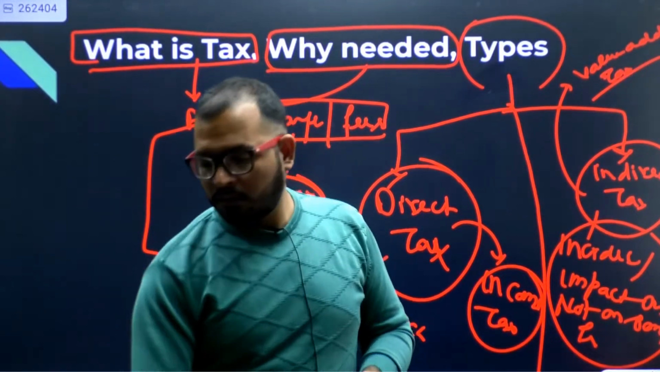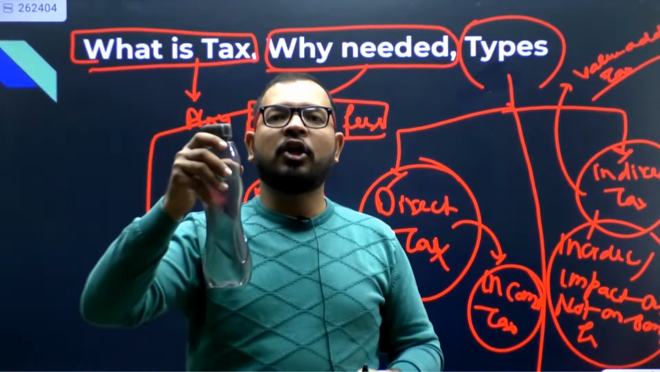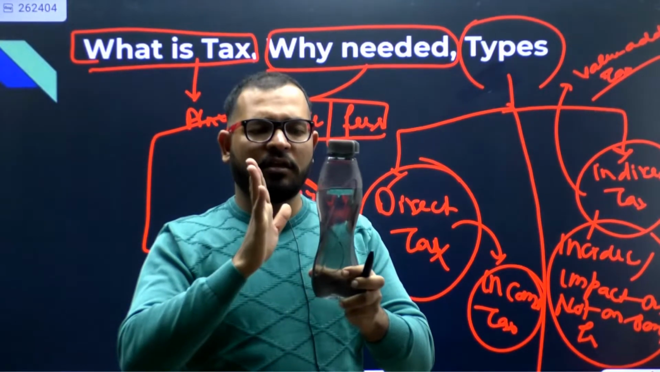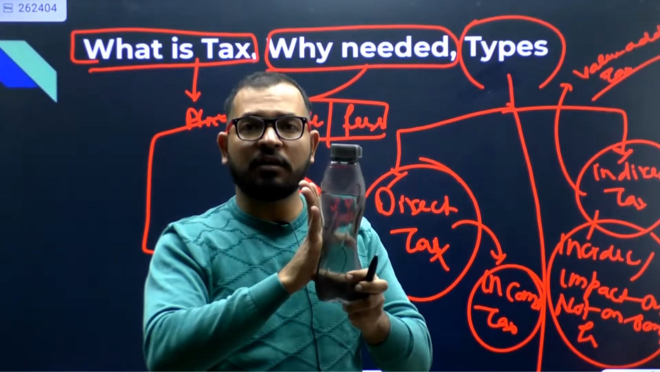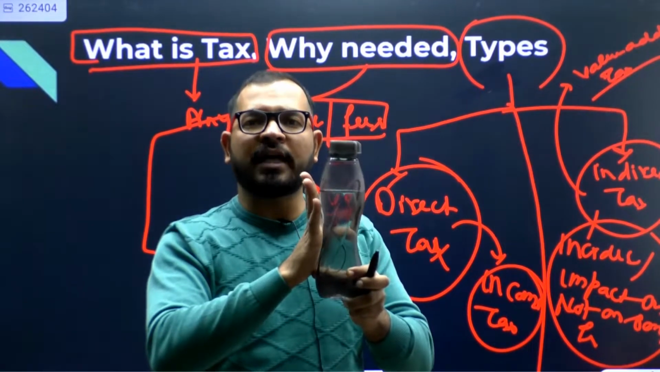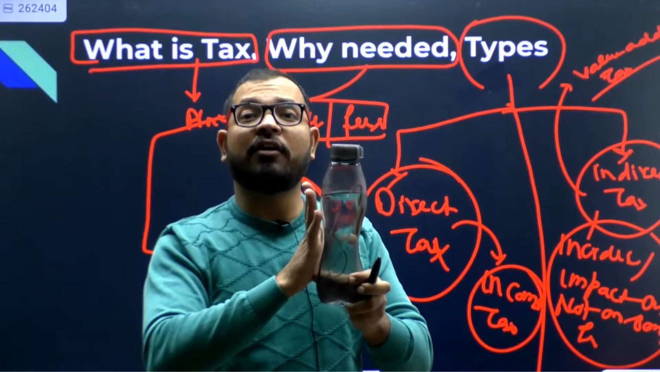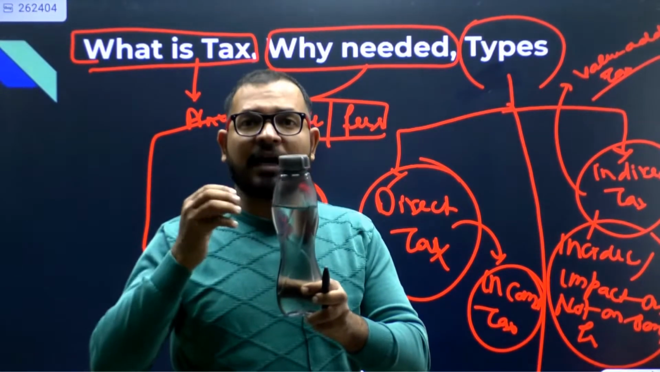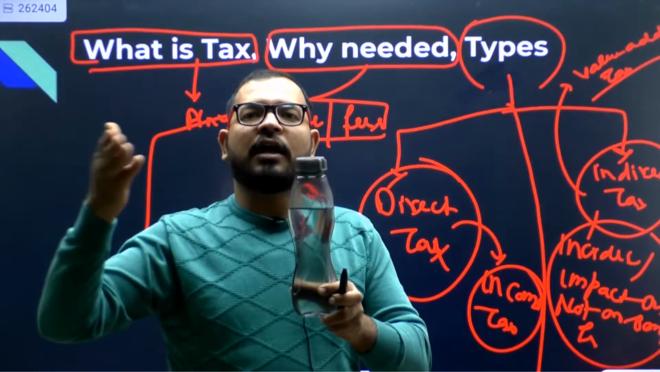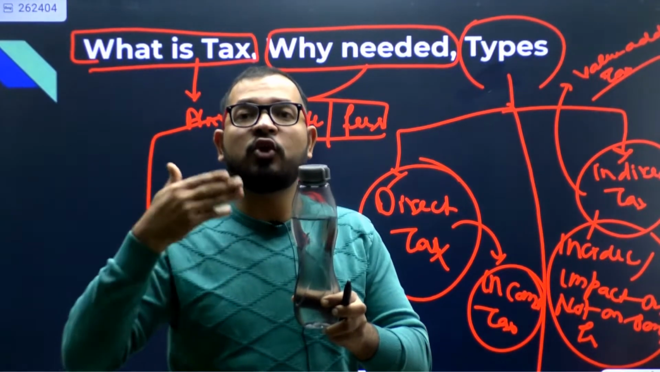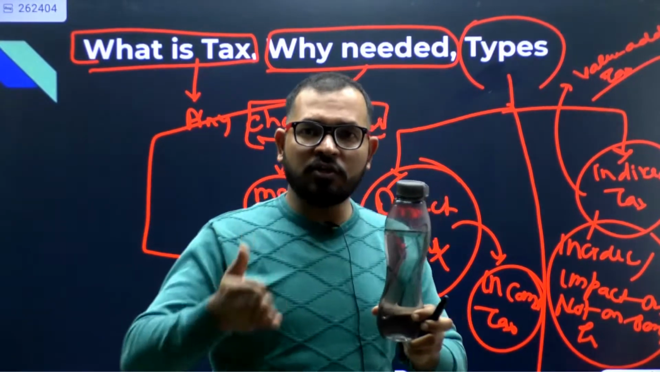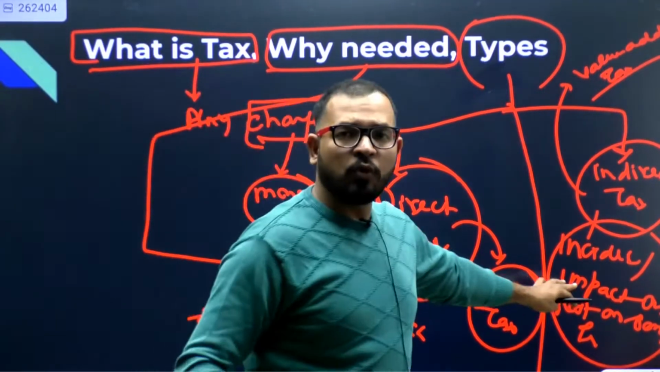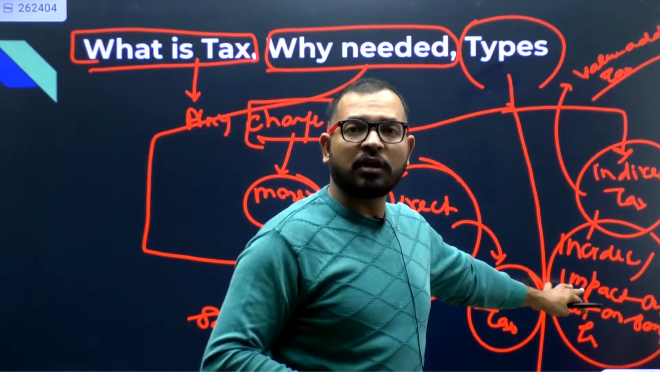Wait, this is the bottle. You have bought this bottle for 10 rupees. Let's say the actual price of the bottle is 9, but 1 rupee is the value added tax which is being paid to the government. Who had paid? This trader has paid. And who has given that money? You. Impact is on you, incidence is on the trader. Both are not on the same person, both are on different persons.